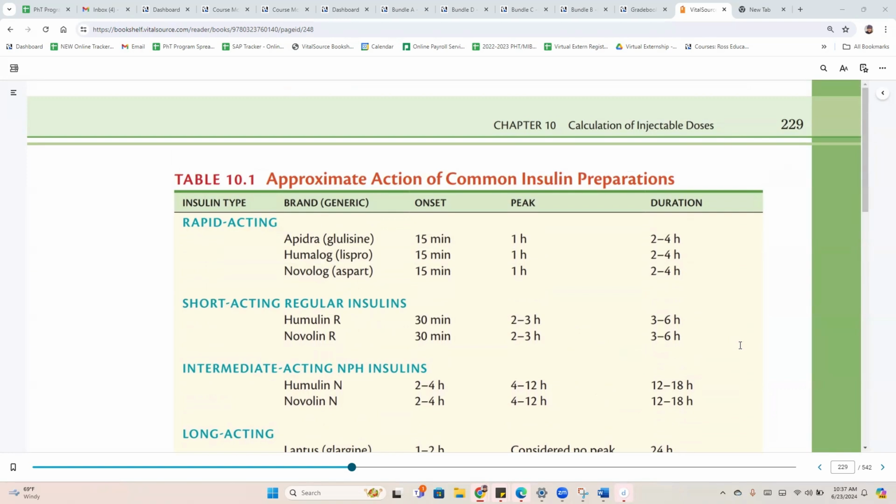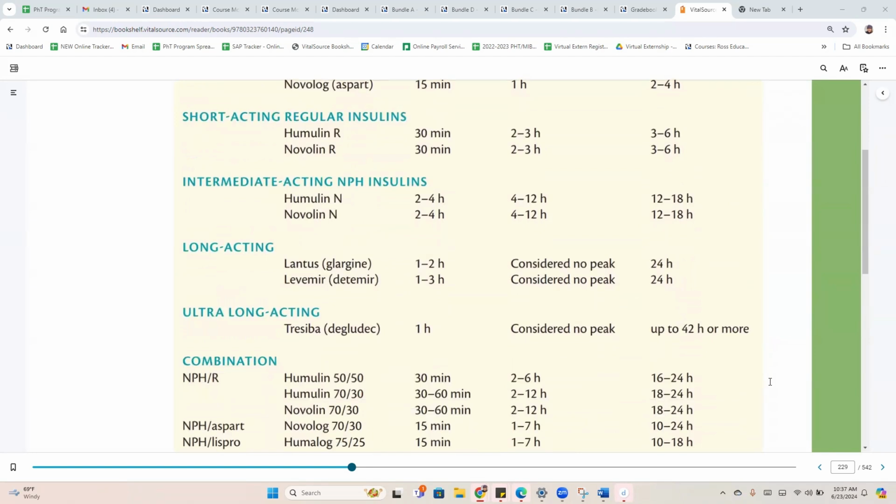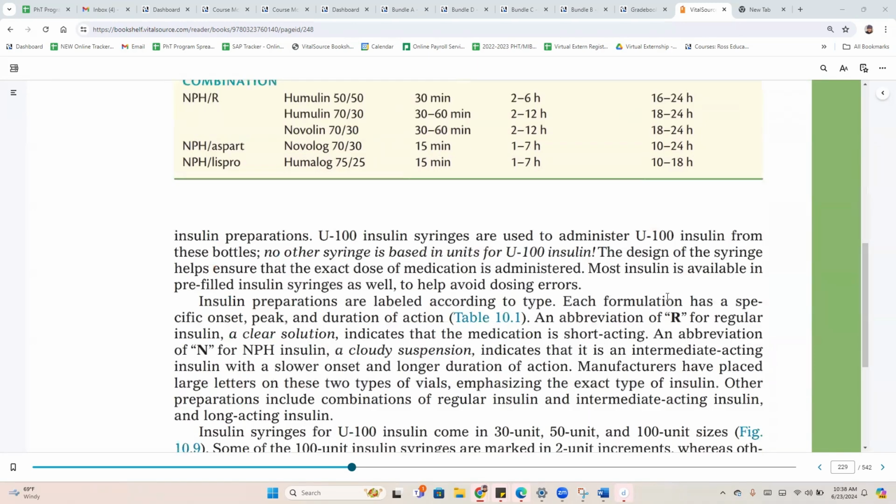The duration, so how long is it going to work in the body? For rapid acting is 2 to 4. Short acting 3 to 6. Intermediate 12 to 18. Long acting 24 hours. So that's usually why that is only given once a day, and usually it's given at night. Ultra long acting is up to 42 hours or more. So usually with Tresiba, they don't inject as much, or as often, as the other insulin. And then this time for the combination.